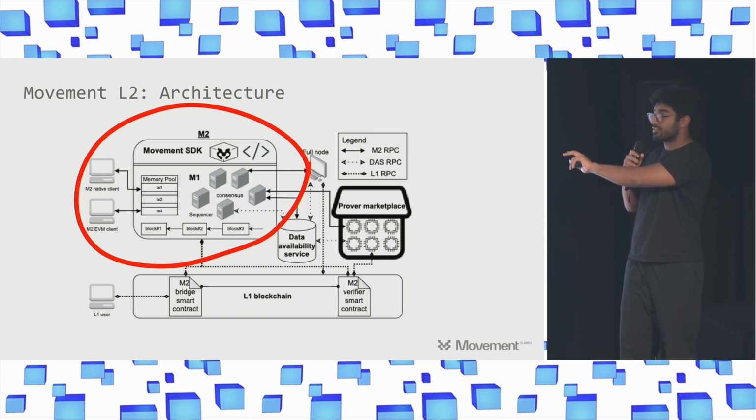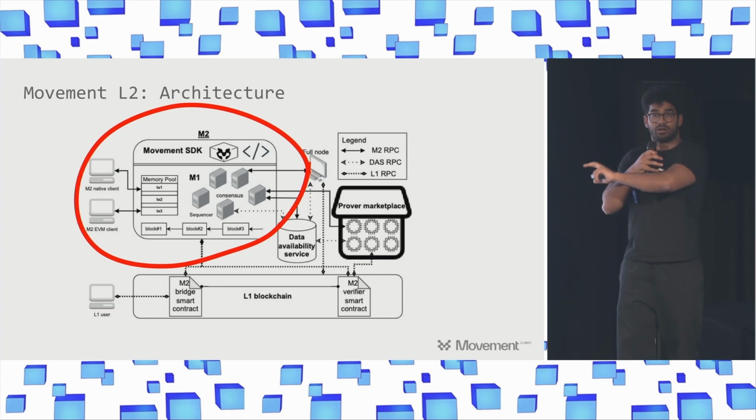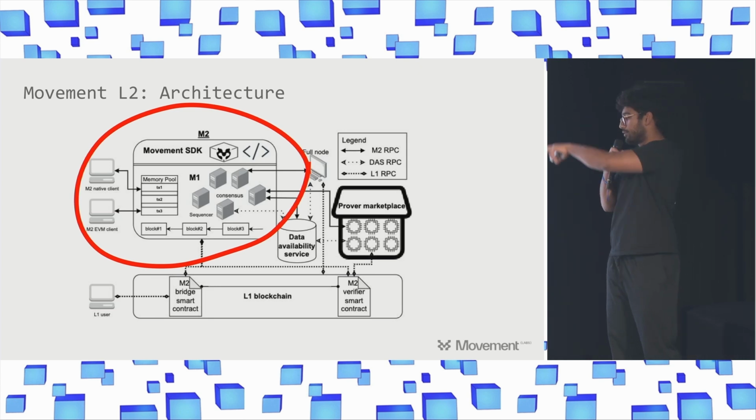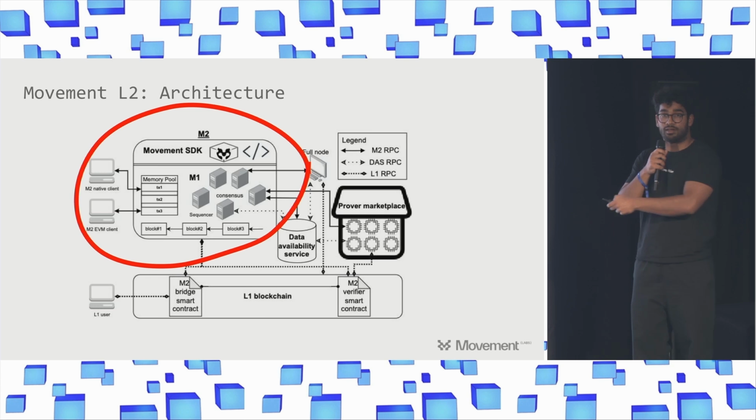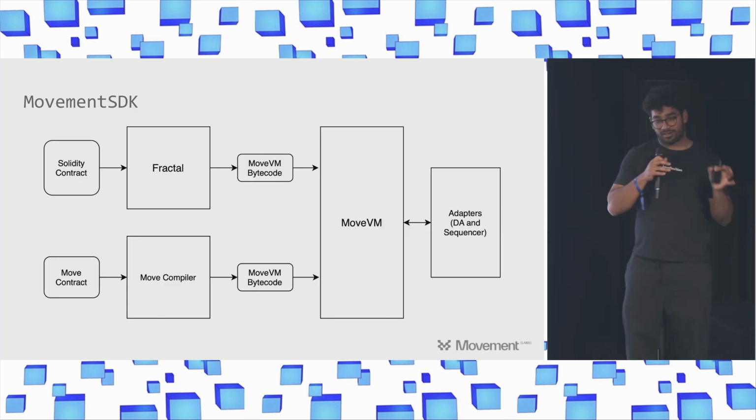A little bit on the architecture, I'll walk through everything. I know I have 10 minutes, but the Movement SDK is where the main block building happens. The Proof Marketplace is how we generate fraud proofs and eventually validity proofs, and how we settle on L1.